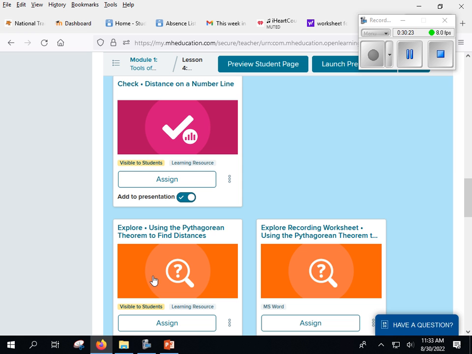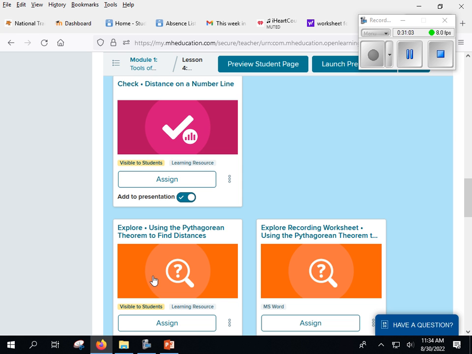real quick, before we get into this, does anybody remember Pythagorean's theorem? Come on now, I know you do. A squared plus B squared equals C squared. And these are sides of a right triangle. These two sides are the legs. This is the hypotenuse. That's the side across from the right angle. So a squared plus b squared equals c squared.